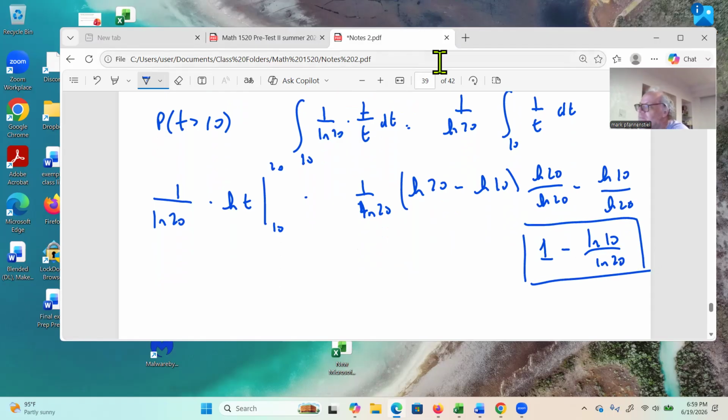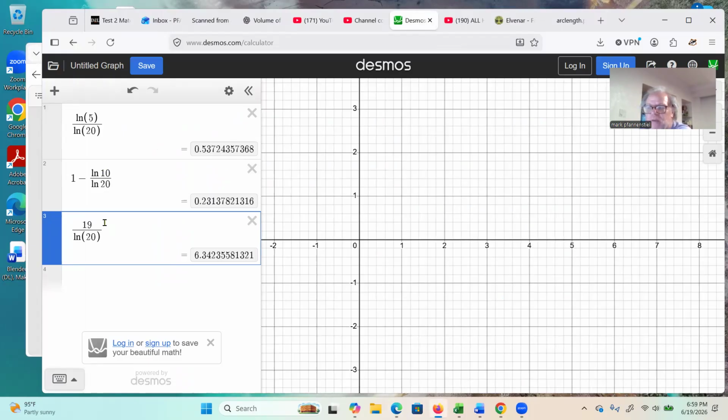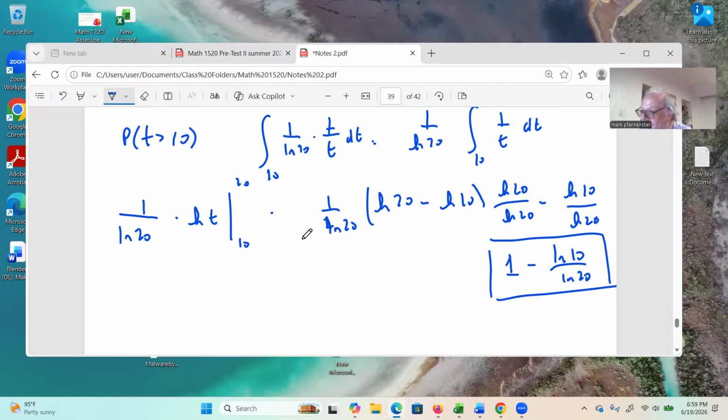And again, we could double check it. We plug that into a calculator, or if we go through Desmos, we can see that 1 minus natural log of 10 over natural log of 20 is in fact some kind of a fraction. I'm pretty happy about that. So that's how you do that part of the problem.